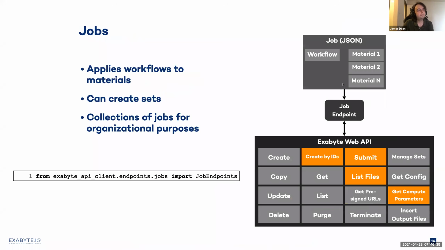And then finally, jobs are the glue that bind together workflows and materials. And so the job endpoints let us submit jobs to the platform and get various information back about them. Here's how we can get them from the API client endpoint jobs. We can import the job endpoint. And the parts of the job API that we're going to be using today, we're going to be creating jobs, we'll be submitting jobs, we'll be listing the files from jobs so we can download them, and we'll be getting compute parameters from the job. And so that's the parts of the API that we'll be using today.